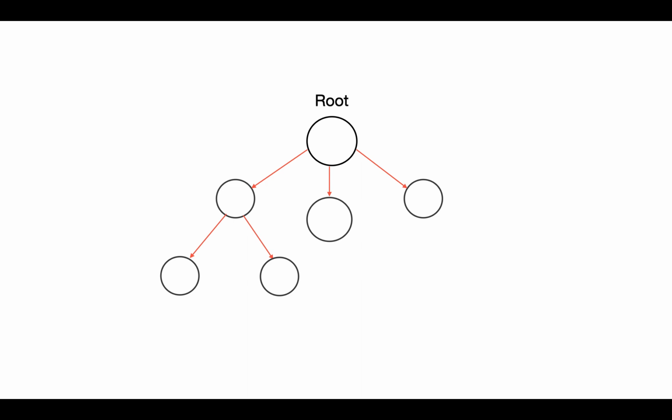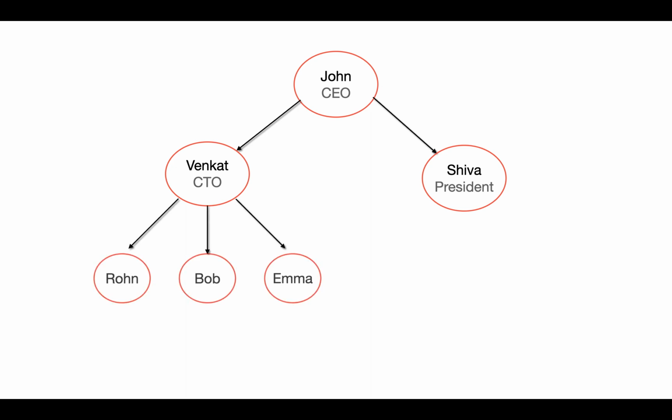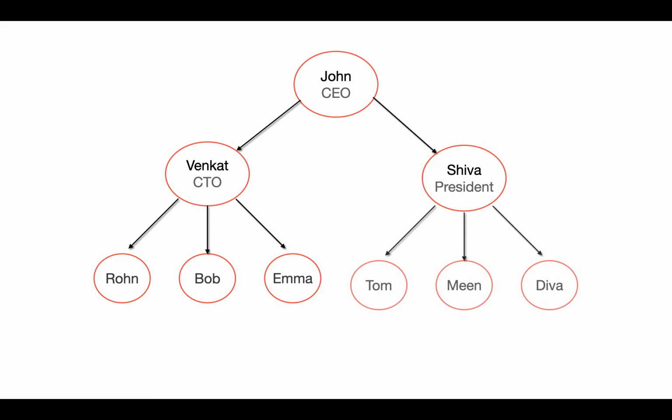For example, consider an organizational hierarchy of a company where John is CEO and under John, Venkat is CTO, Shiva is president, and then Venkat is managing three employees, Ron, Bob, Emma. Emma is further managing a team of two, and similarly, you can see here there's a team of two employees managed by Shiva, three employees managed by Shiva.